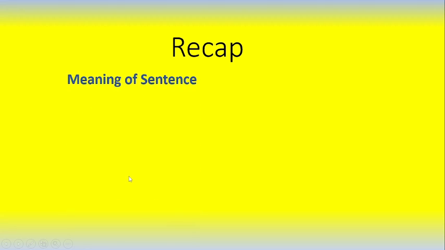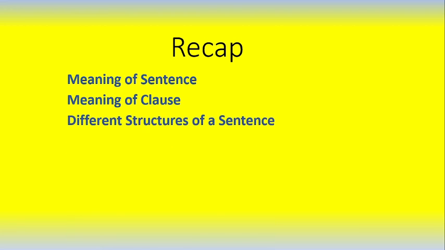So let's recap what we have done. First, we discussed the meaning of a sentence. Then we discussed the meaning of a clause and different types of clauses. Then we discussed different structures of a sentence. There are four structures of a sentence, and then at the end we discussed various kinds of sentences. So this is regarding class 1.